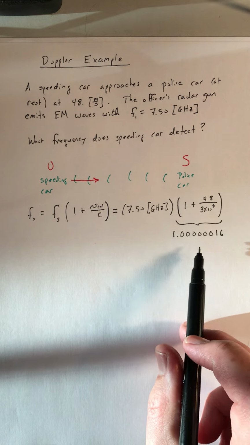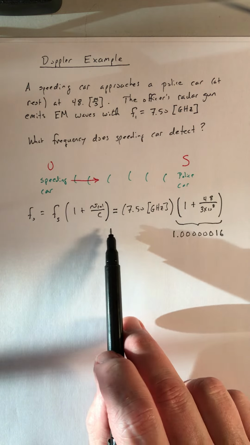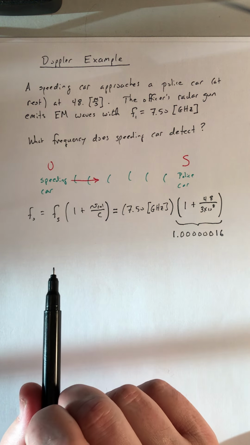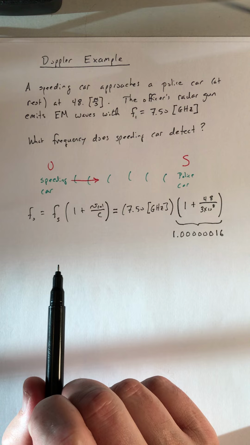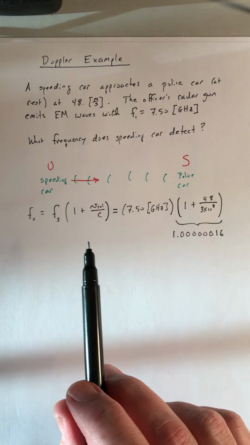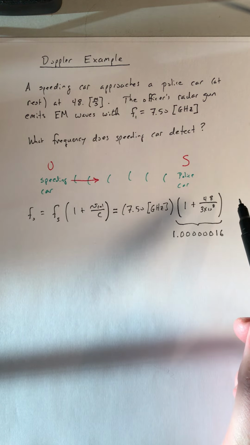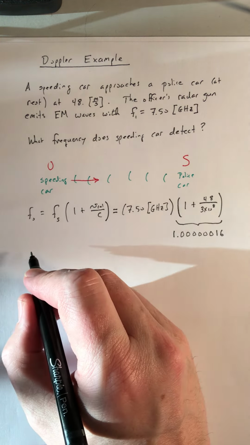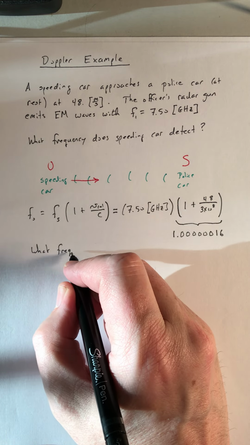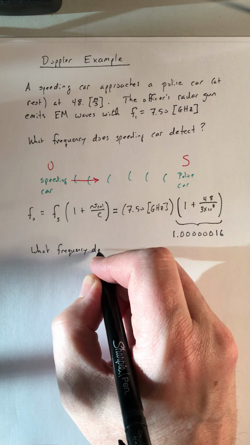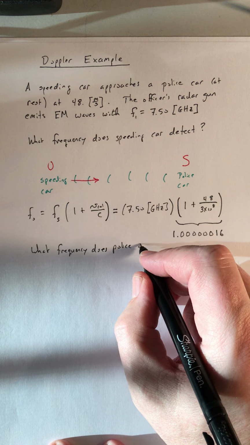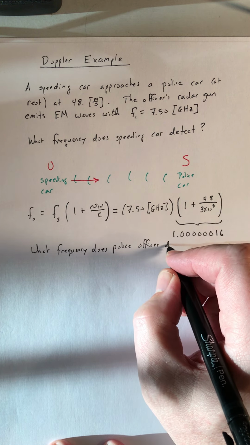All right, so that is the slightly higher frequency that the speeding car is going to reflect electromagnetic waves at. And now we need to address the second part, which is: what frequency is the police car going to detect? So what frequency does the police officer detect?